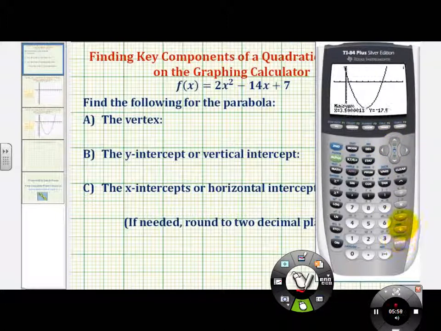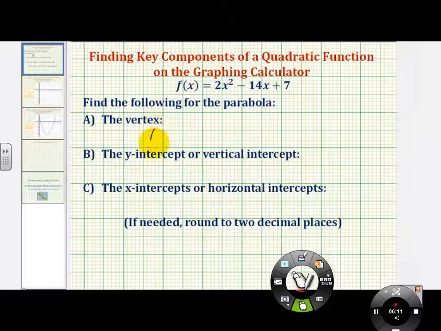Press enter. We need to recognize here the calculator is not perfect. The coordinates would be 3.5, comma, negative 17.5. We can also express these as fractions. Let me show how you can convert these decimals to fractions on the calculator.